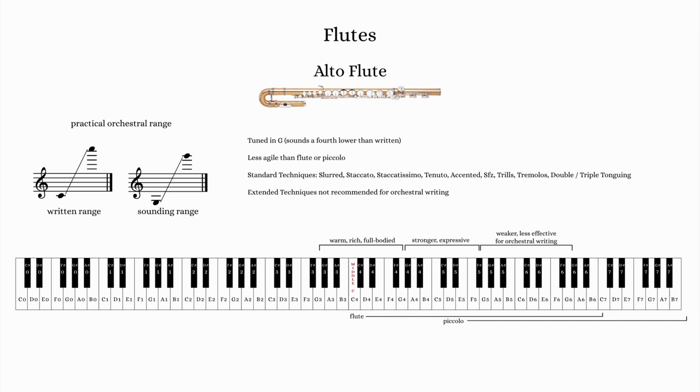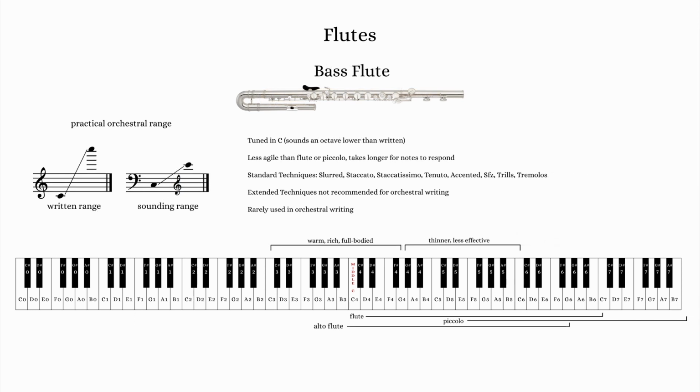Also, the larger the instrument, the more breath support required. It's a good idea to include more time to breathe between phrases when writing for these instruments. The bass flute, which sounds an octave lower than written, has a written range from C4 to C7, therefore a sounding range of C3 to C6.